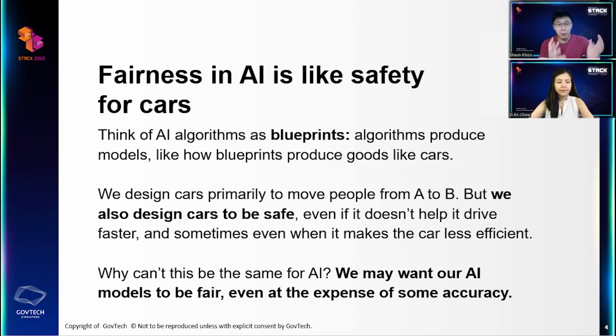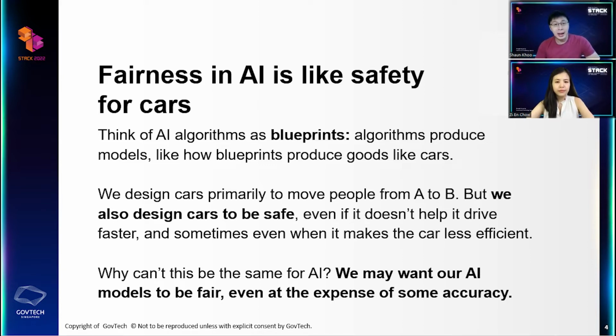But even though there's that primary objective, we also design cars to be safe. None of us would want to get into an old rickety car that looks like it's going to fall apart halfway on its trip. We want these cars to be safe, even if it doesn't help the car to drive faster. And sometimes, even when it makes the car less efficient, because we're adding all these safety features to the car. Why is that the case? That's because safety is important to us, even if it compromises a little bit on the primary objective of moving people from point A to point B.